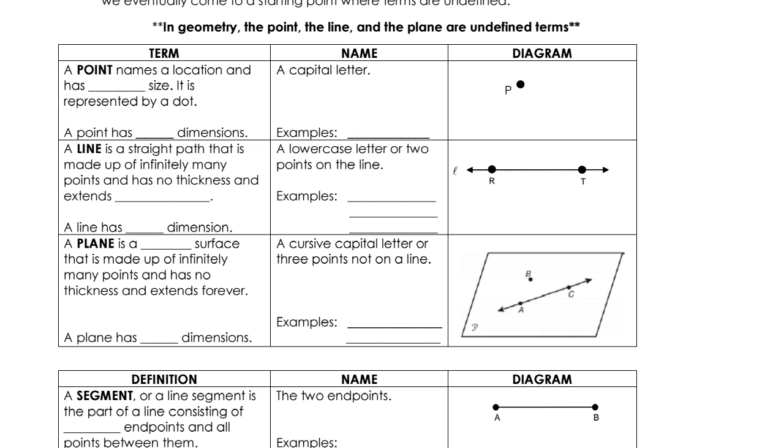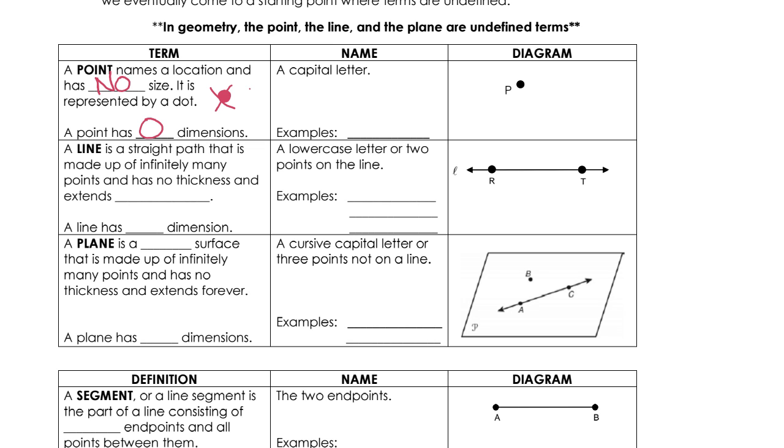First one up, most basic, is a point. A point names a location and has no size. They say a point is so small, even though we could draw points big, they're not said to be drawn big. They're just super duper tiny, like a speck of dust. And therefore, we cannot measure its length, we cannot measure its width, and we cannot measure its height. And so a point has 0 dimensions.